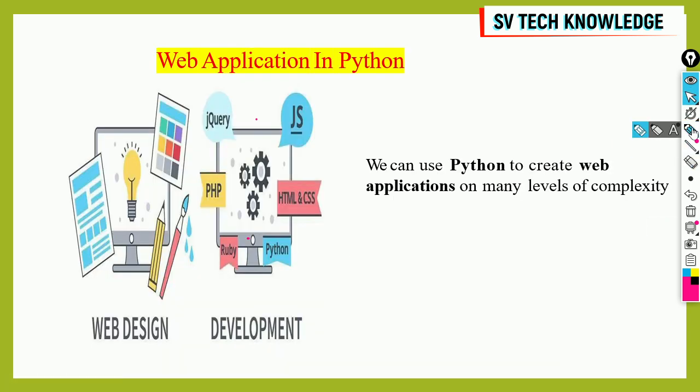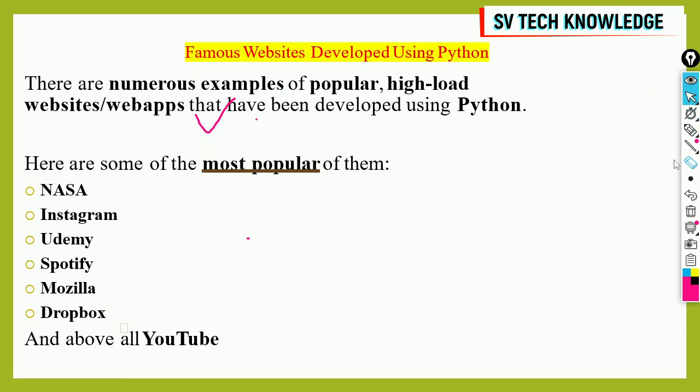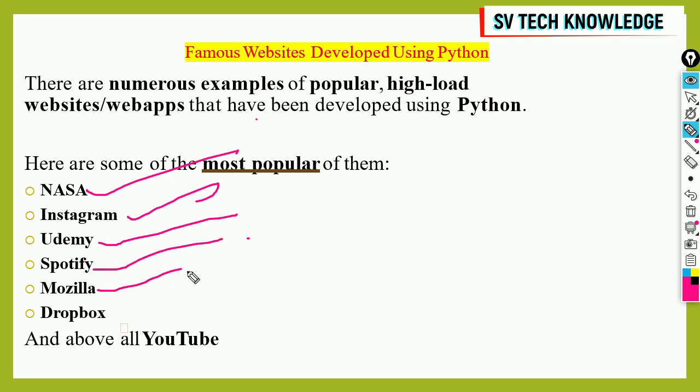Web applications in Python. To develop any web applications, we can use Python to create web applications on many levels of complexity. Web design, web development, jQuery, JS, anywhere we can use Python. Here I am listing a few famous websites which are developed using Python. You know that NASA and Instagram, Udemy, an educational platform, Spotify, Mozilla, a browser, and Dropbox, cloud storage. And YouTube. So these are the most popular websites developed using Python.